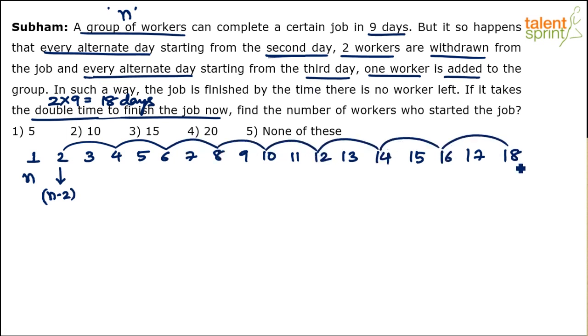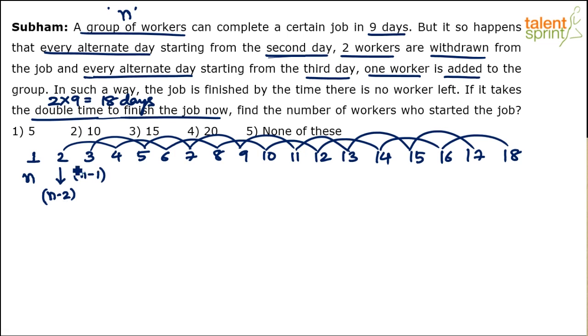There's some change that happens. And again, every alternate day starting from third day, there's some change that happens. So third day, fifth day, seventh day, ninth day, 11th day, 13th day, 15th day, and so on, there's some change that happens. So we've got to understand this, right? Now what happens? Every alternate day starting from the third day, 1 worker is added to the group. So if on second day there are n minus 2 workers, on third day there will be n minus 1 worker. Understand?